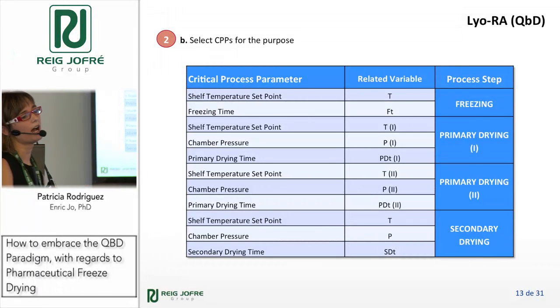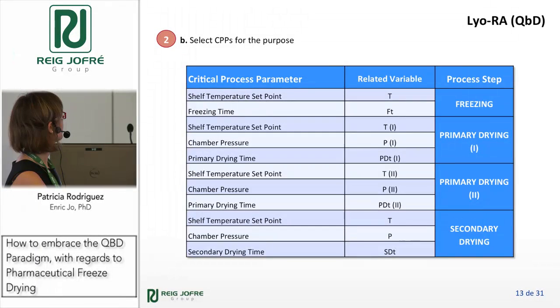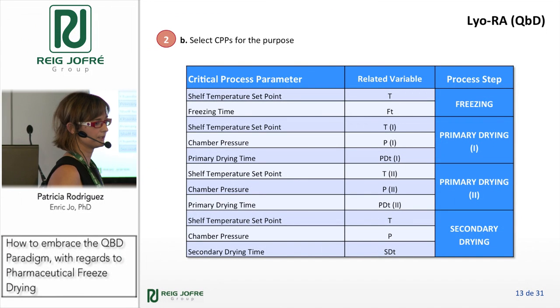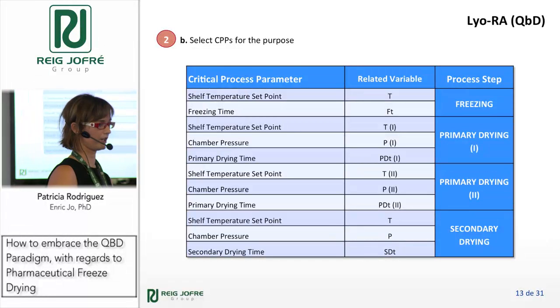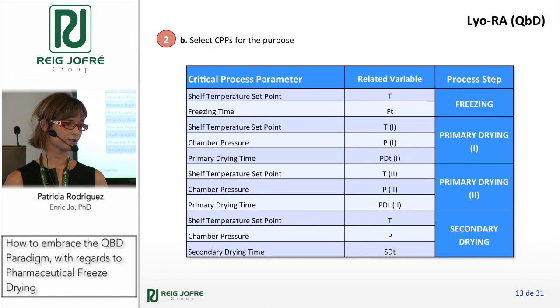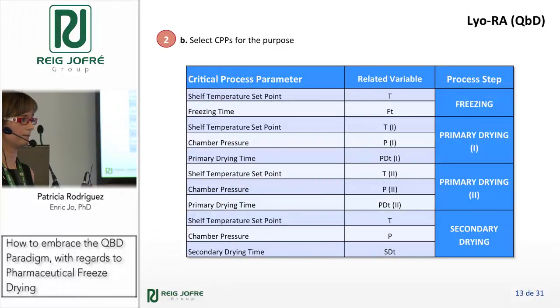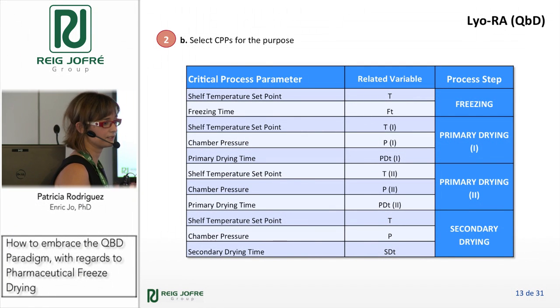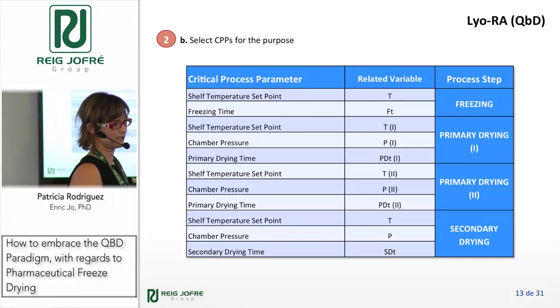Then, here we have the table that shows the CPPs for each step: freezing, primary drying, and secondary drying. Shelf set points for the temperature and also the pressure. Be aware that in the case of the lyophilization process, all of them are critical, because it is the combination of all of them that ensures the success of the lyo cycle.